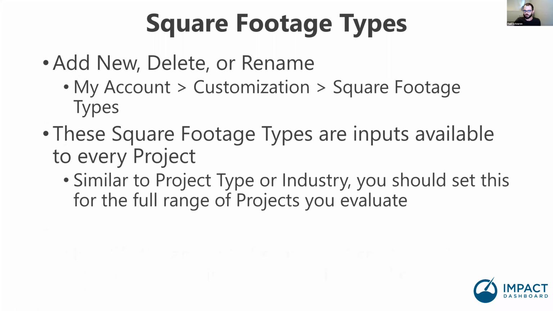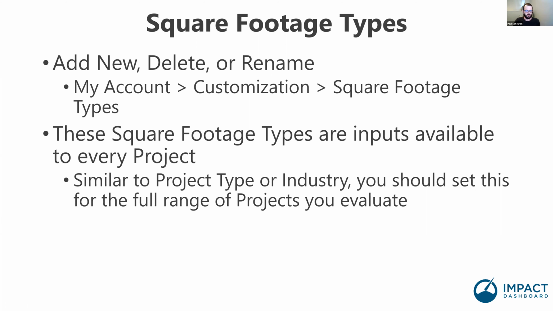So we'll go back, and this is just talking through. To add a new square footage type, or delete or rename, you'll do that by going to My Account, clicking on Customization, and then going to your square footage types. These square footage types are going to be inputs available to every project. So when you're sending out your data form or plugging in the information in an actual scenario, you'll want to include the full range of square footage types for all the projects you evaluate.